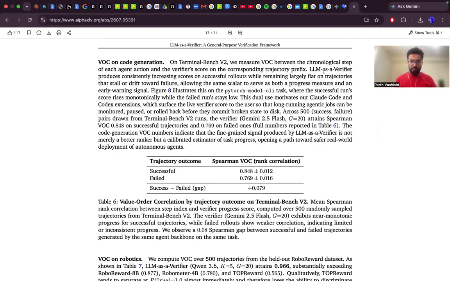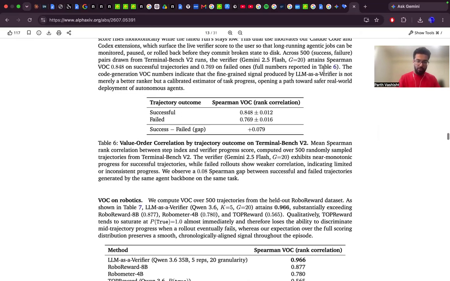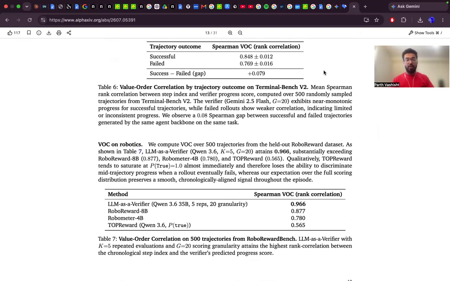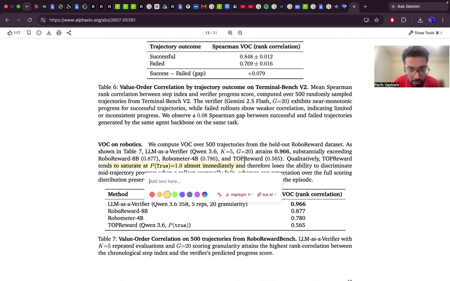Okay. Anti Spearman VOC with LLM as a verifier. That fine-grained signal produced by LLM as a verifier is not merely a better ranker, but a calibrated estimator of task progress. Okay, now VOC on robotics. We compute VOC over 500 trajectories from a held-out RoboReward dataset. As shown in this, qualitatively, the TOPR reward tends to saturate almost immediately.